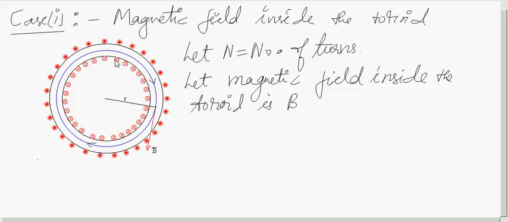Now we are finding the magnetic field at a distance r from the center of the toroid. So let us say we need to find the magnetic field at this point, which is at a distance r from the center of the toroid. Assume that the magnetic field at this point is B. Now to apply Ampere's circuital law, consider an Ampere's loop. So this is loop 1. Consider Ampere's loop 1. Now apply Ampere's circuital law.